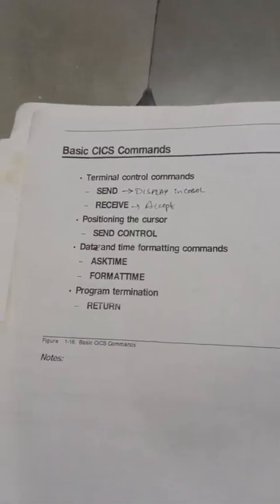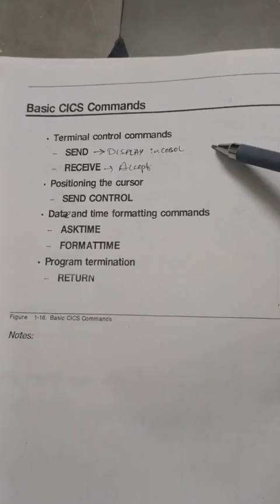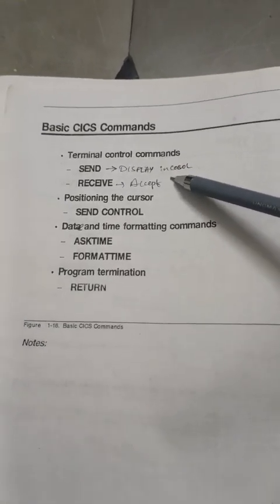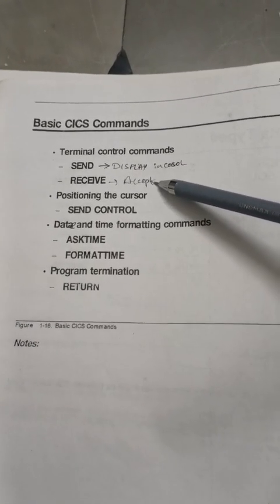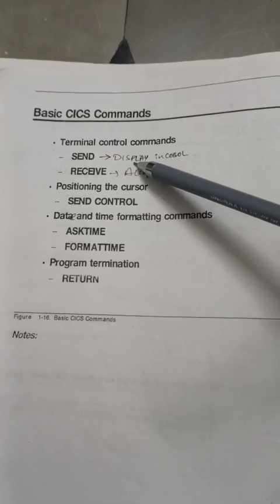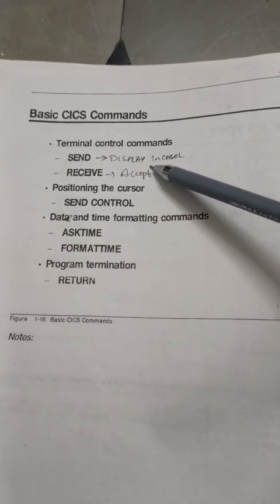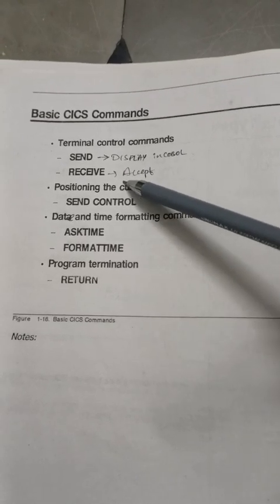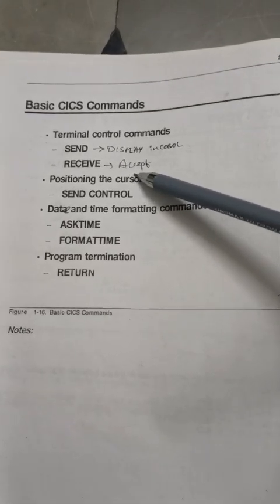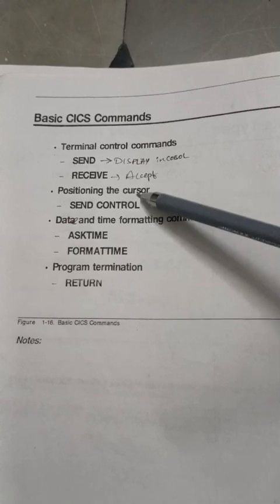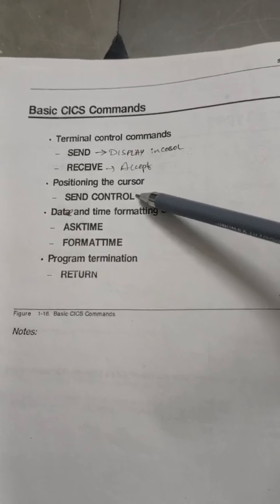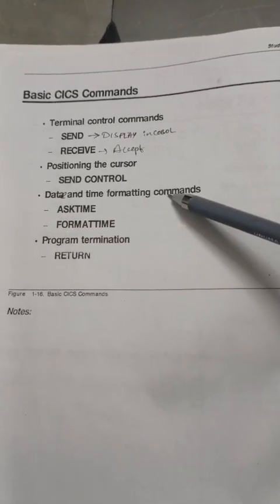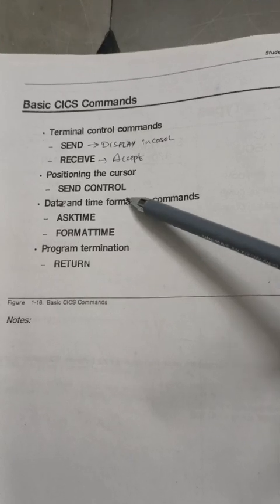And these are basic CICS commands, like terminal control commands. Send and receive commands. What does the send command mean? It will display whatever content we are passing to the CICS command. It displays in the COBOL, and receive means we are going to accept the data from the CICS program. And we can place the cursor position by using the send control command.